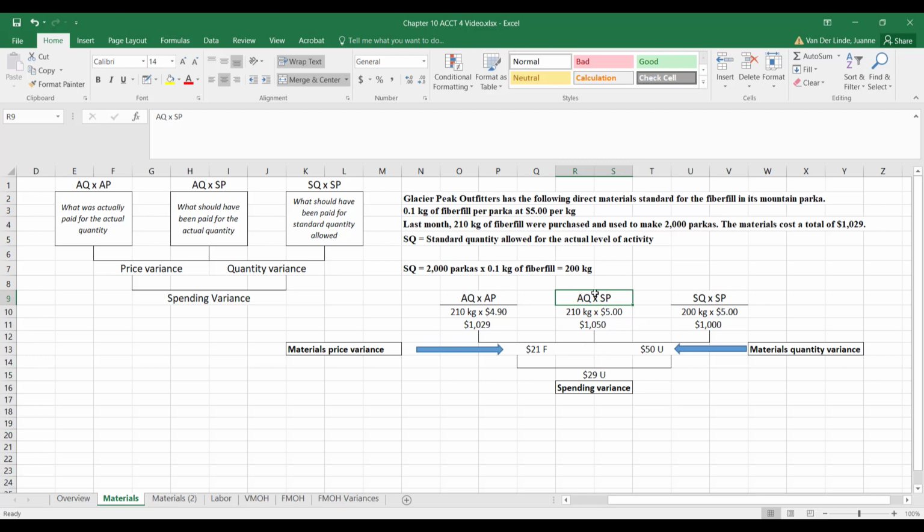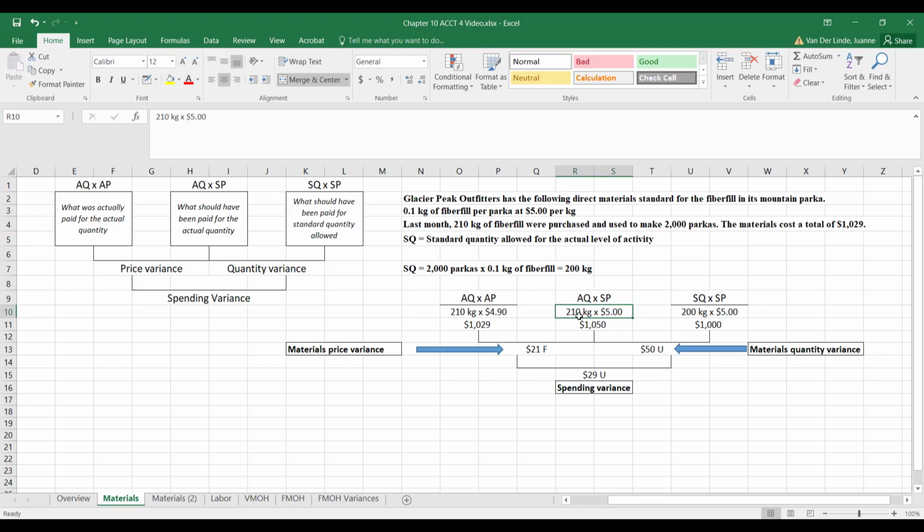So we already have the middle portion filled out here. Now we're going to compare that to the standard quantity allowed for the actual level of activity times the standard price. So again, what are we comparing here? It's not standard price. It's the actual quantity versus the standard quantity that's being compared to one another. And why do we use standard price here? Because if we're trying to find a quantity variance, we want to just focus on that, the difference in quantity. So we use standard price to hone in just on the difference in quantities.